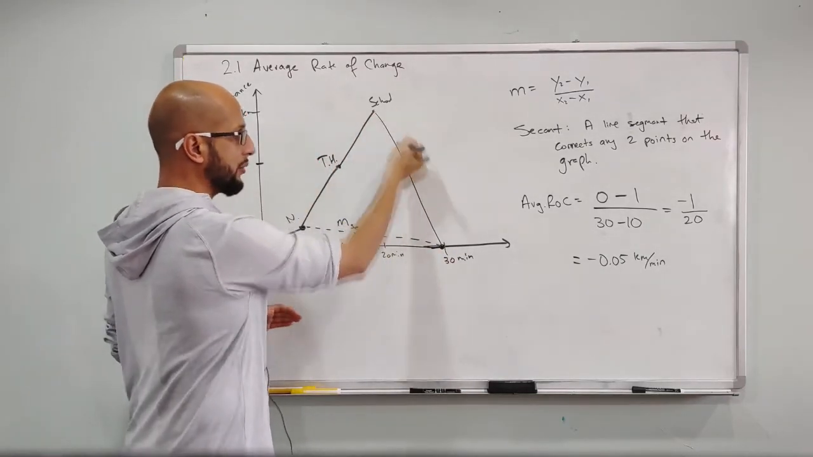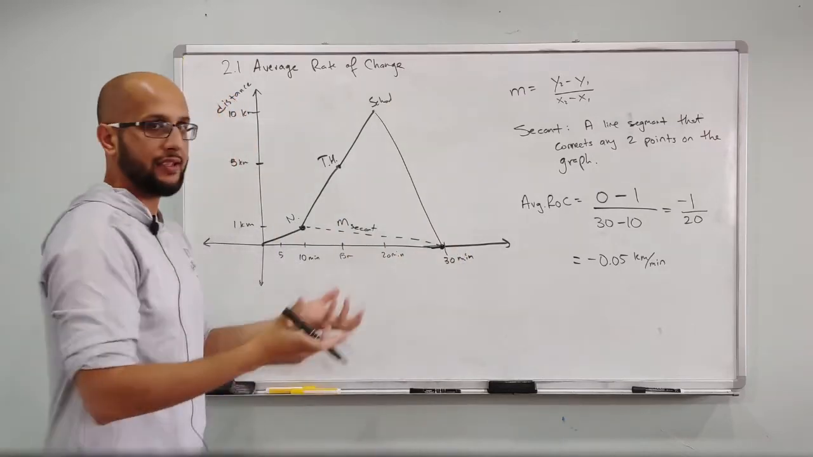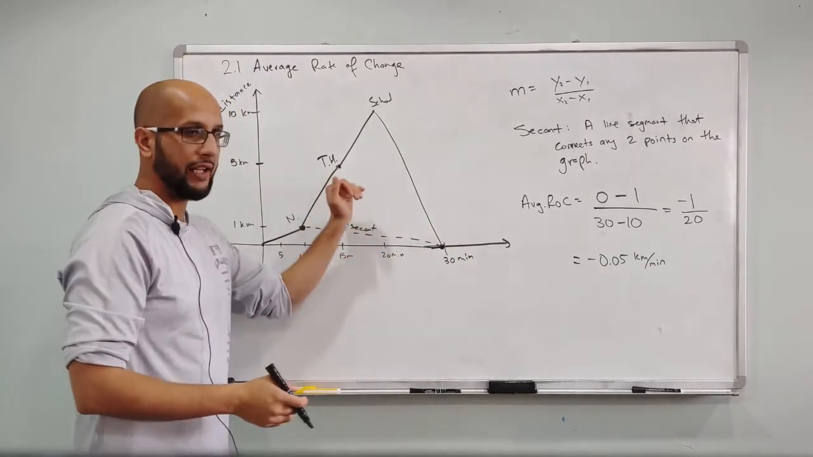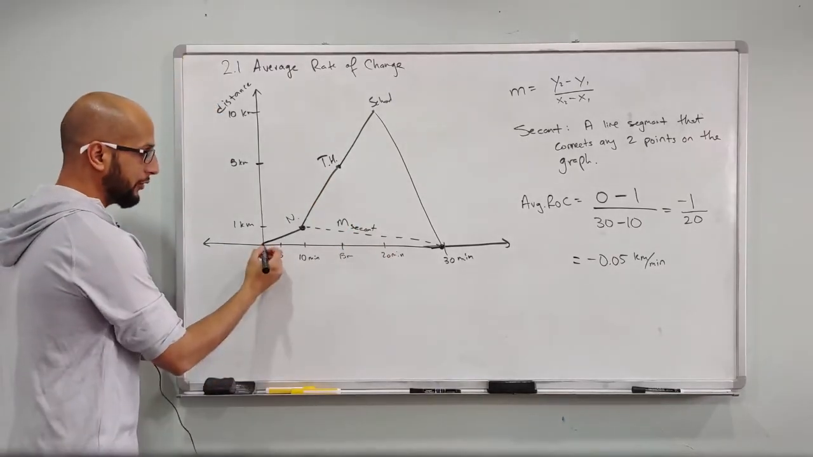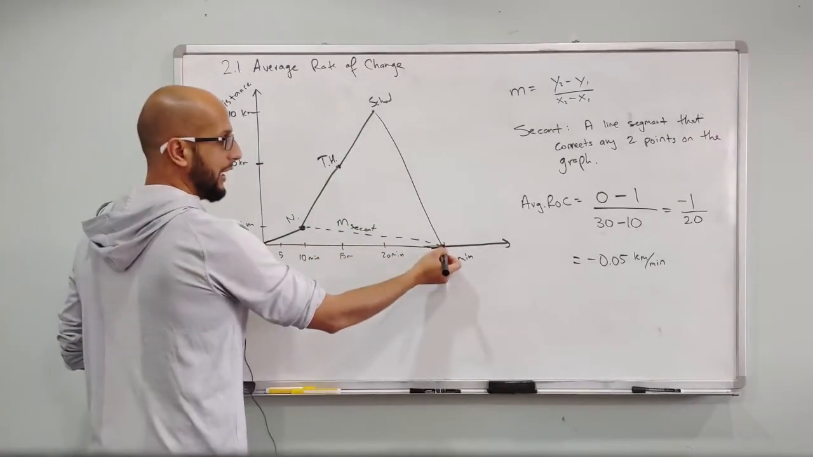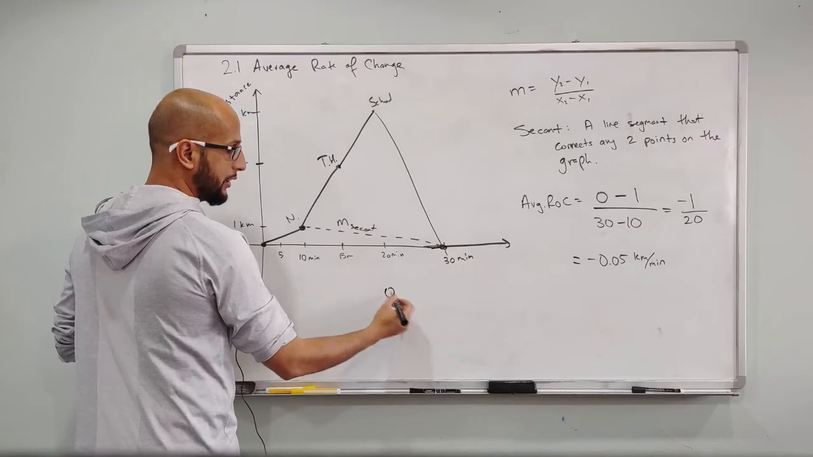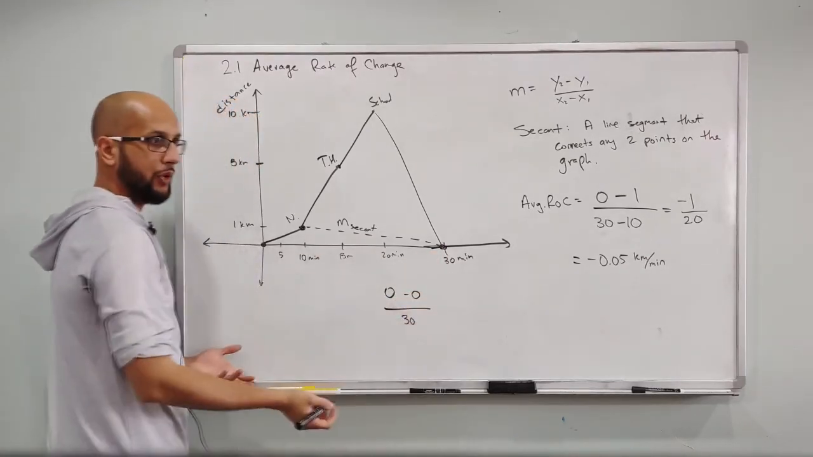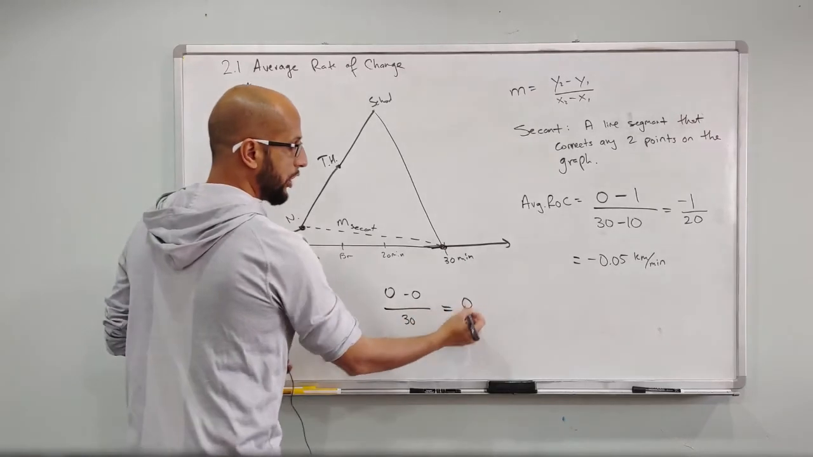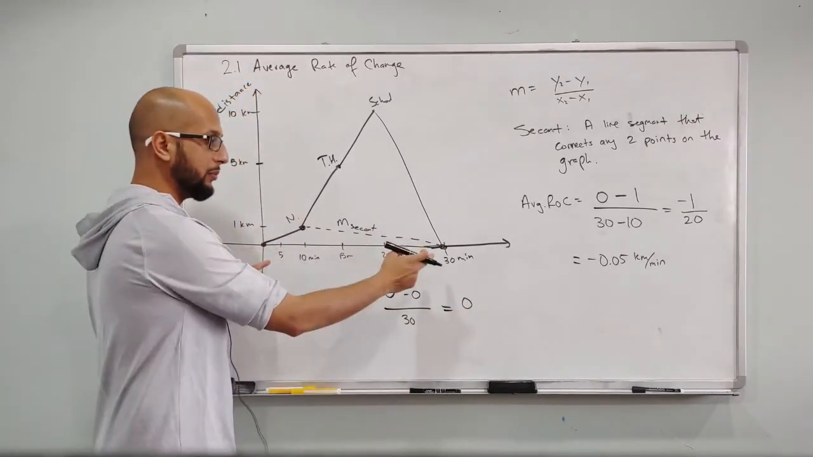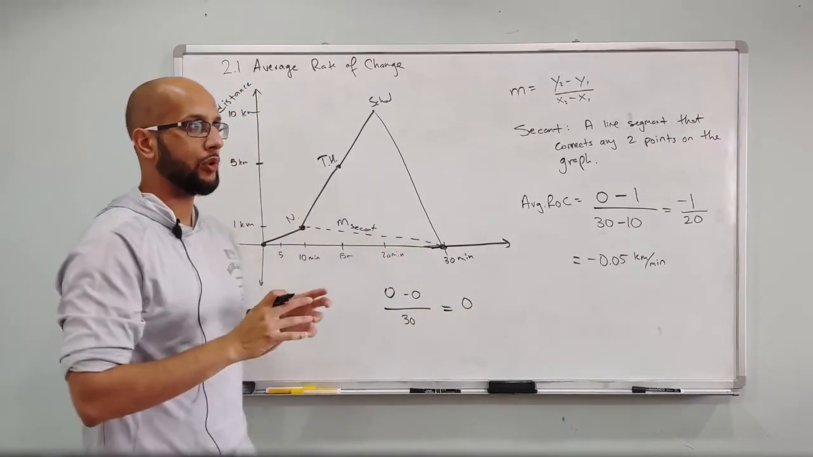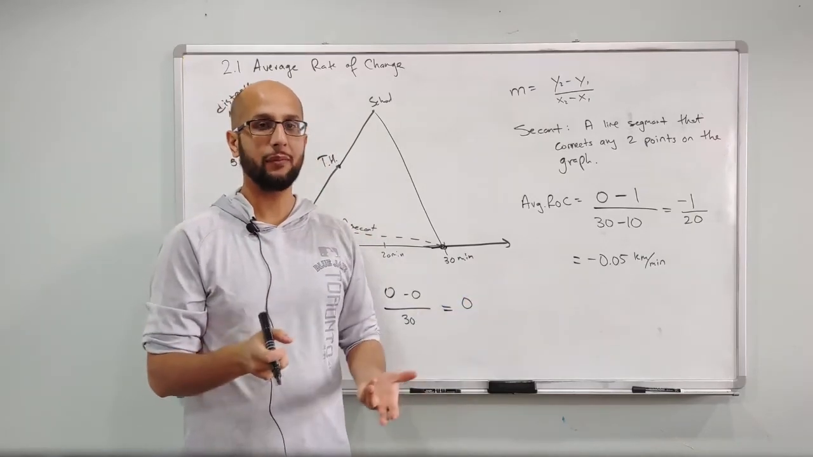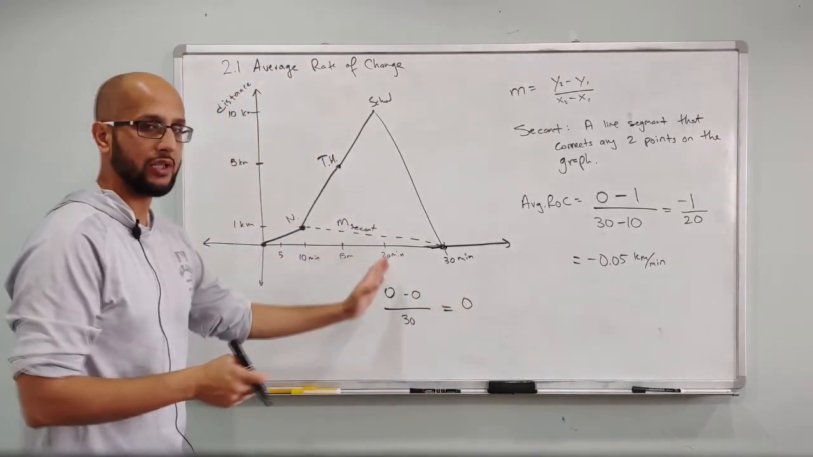This is a positive number, this is a negative number, so my answer would have to end up being some kind of a very small number that's almost an average of them. Imagine if I had done it from the beginning of my day to the end of my day. That would have been 0 distance minus 0 distance over the 30 minutes that I'm out for. So my average rate of change would be 0, because where I ended up is exactly where I started. So if you're looking at it in terms of speed, the distance is 0, so it doesn't matter how many minutes I've been driving for. The average rate of change would still be 0.